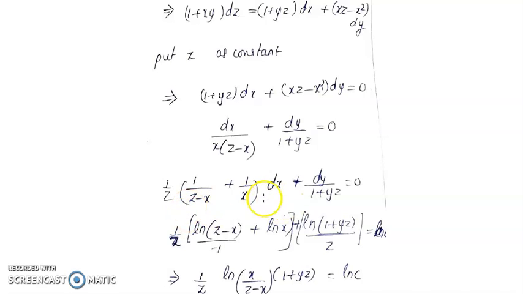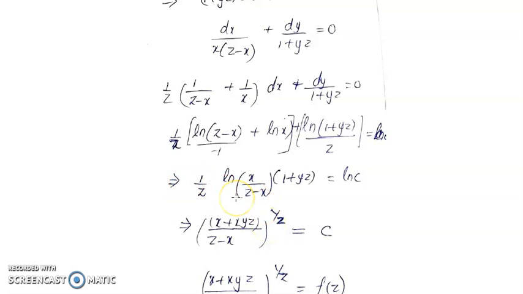Now these are both linear terms. Z is a constant. So now you can integrate throughout. So integrate on both sides. So you will get 1 by z, so log z minus x by minus 1 plus log x plus log 1 plus yz. So z is a constant, so 1 by z comes, equal to log c. So I can write it as 1 by z into log x, combining these two. So log x by z minus x into 1 plus yz equal to log c.